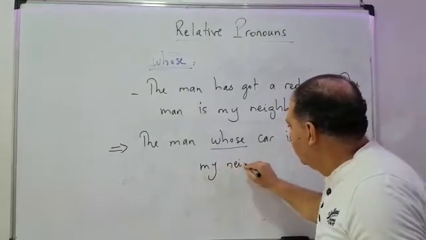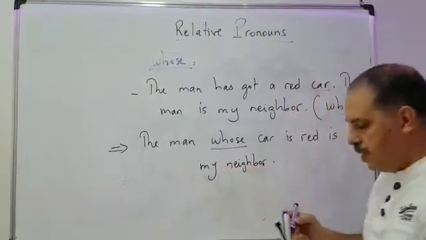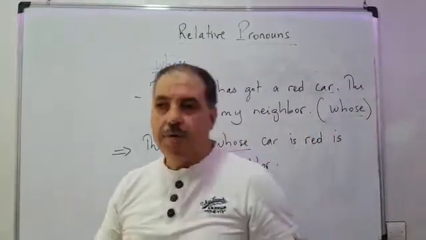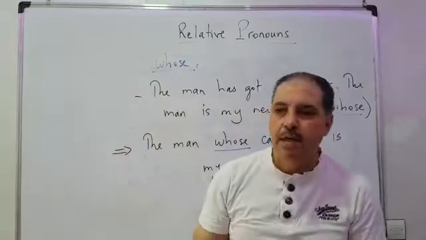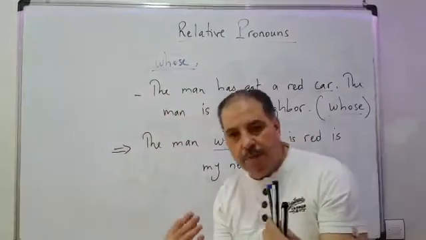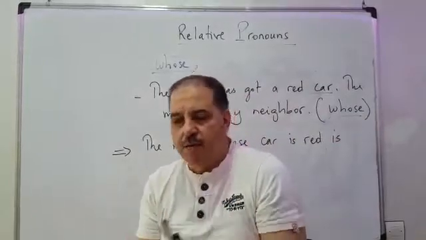So the man whose car is red is my neighbor. So understand that whose is a relative pronoun. It is called possessive pronoun because it is used to identify someone or something by something he possesses or it possesses.